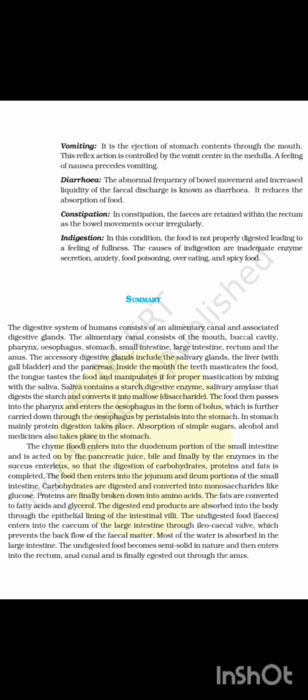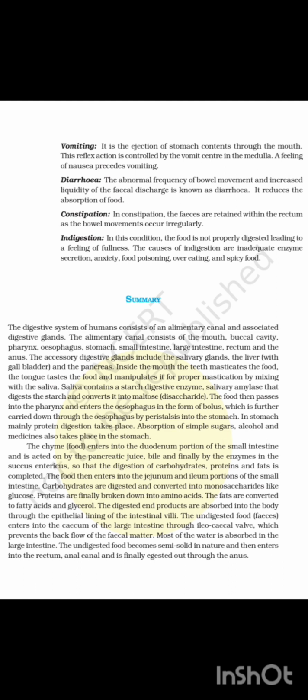The food then passes into the pharynx and enters into the esophagus in the form of bolus, which is further carried down through the esophagus by peristalsis into the stomach. In the stomach, mainly protein digestion takes place. Absorption of simple sugar, alcohol, and medicines also takes place in the stomach. The chyme enters into the duodenum portion of the small intestine and is acted on by the pancreatic juice, bile, and finally by the enzymes in the succus entericus, so that the digestion of the carbohydrate, protein, and fat is completed. The food then enters into the jejunum and ileum portion of the small intestine.